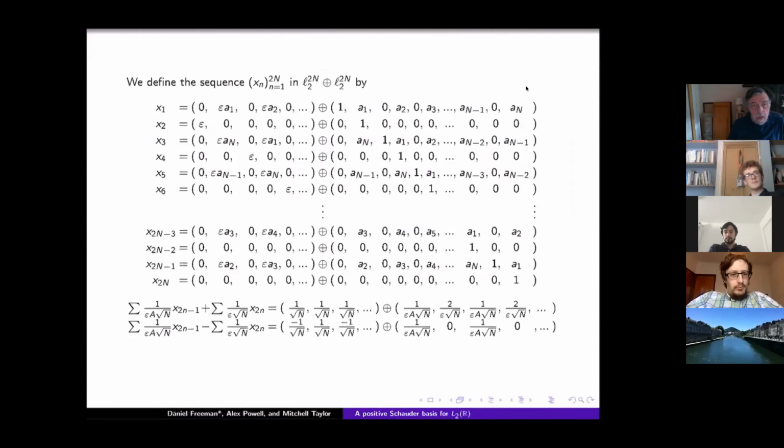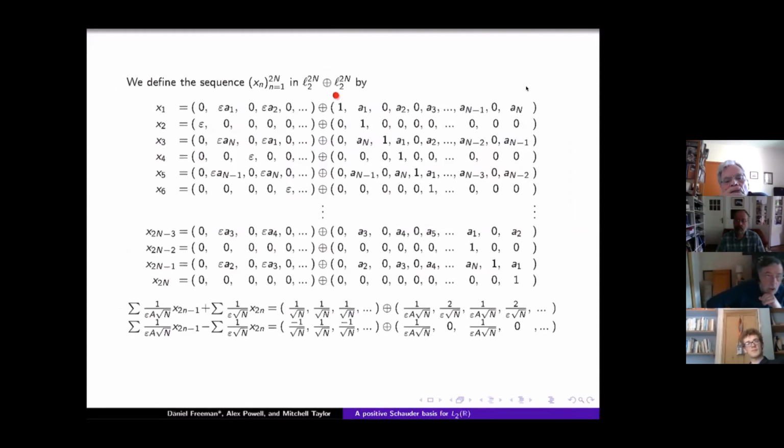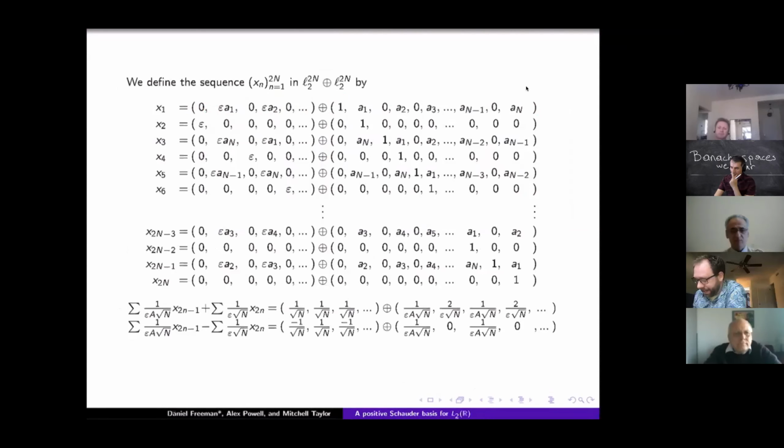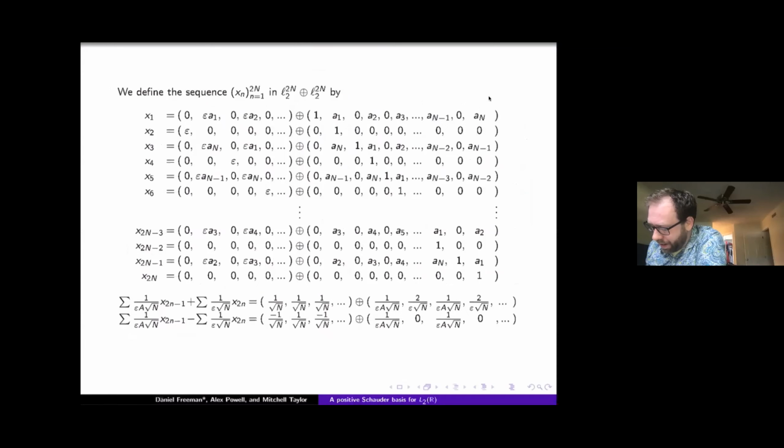The problem, though, is what happens on the right. The part on the right has much bigger norm than the part on the left, because the part on the left is multiplied by epsilon, which is tiny. And so if I add up the part on the right, in the odd coordinates, I have 1 over epsilon root n. Then in the even coordinates, I have 2 over epsilon root n.